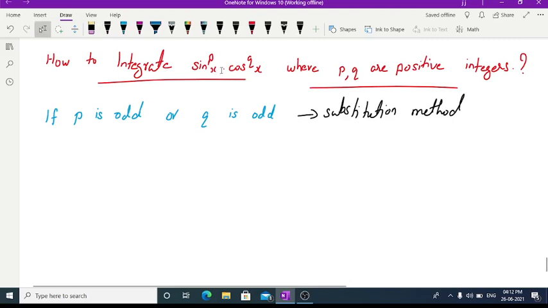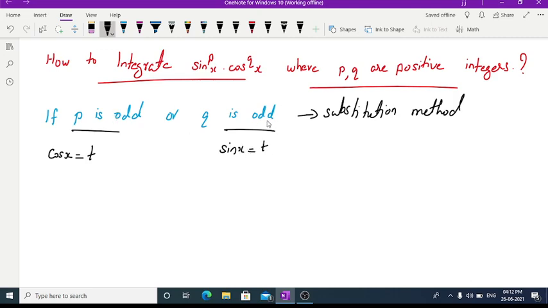To integrate sin raised to px into cos raised to qx, where p and q are positive integers: if p is odd or q is odd, we have to use the substitution method. That is, if p is odd, we have to substitute cos x is equal to t. If q is odd, we have to substitute sin x is equal to t. If both p and q are odd, we can take either of these substitutions. Any one method we can choose.